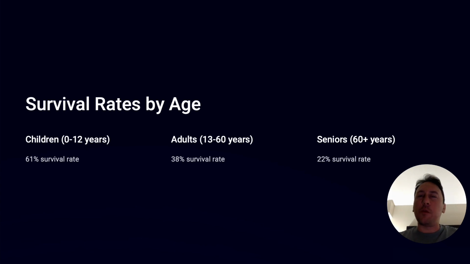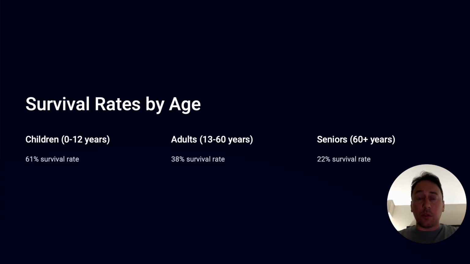Now, let's delve into the survival rates by age group. Children from 0 to 12 years old had a 61% survival rate, one of the highest percentages among people of all ages. This could be due to the fact that during the evacuation, the women and children first procedure was applied. The preference given to children made most of them get saved.